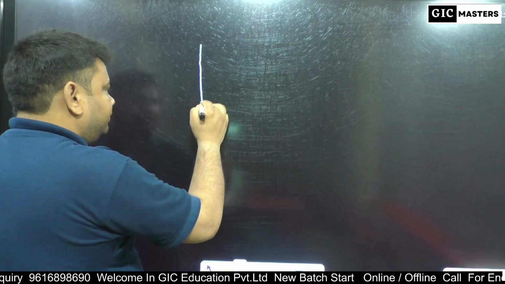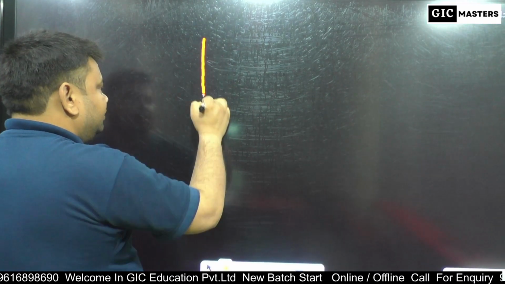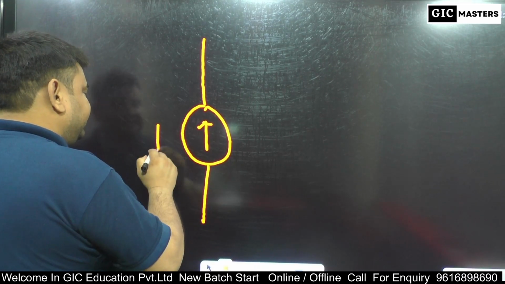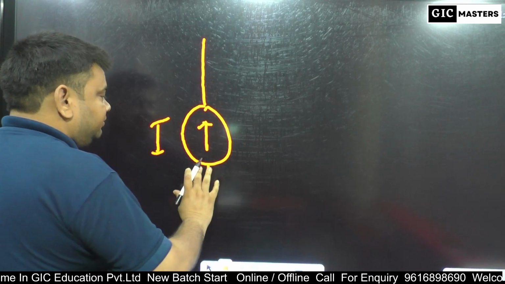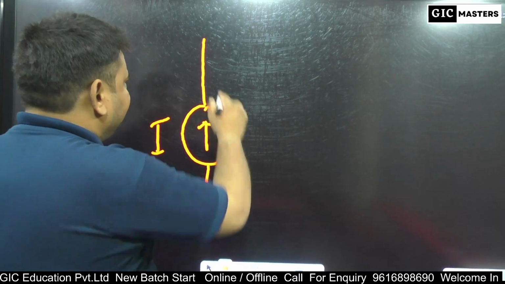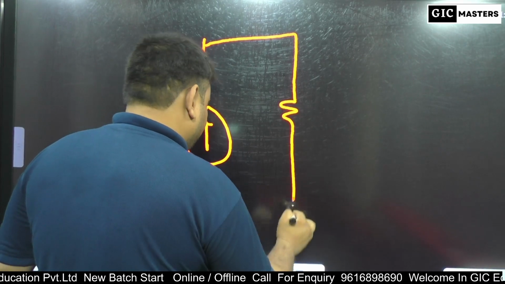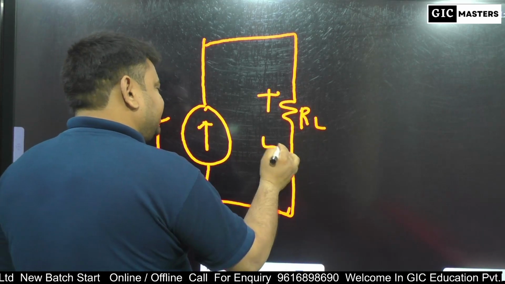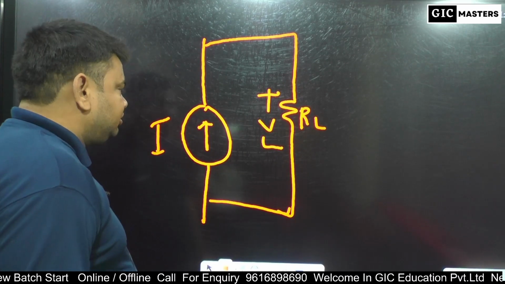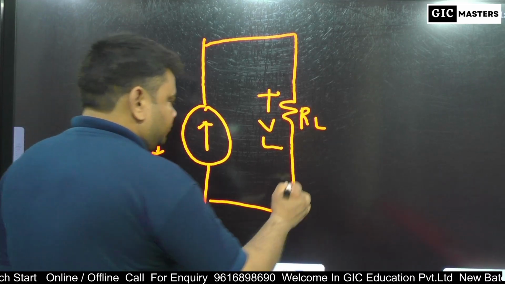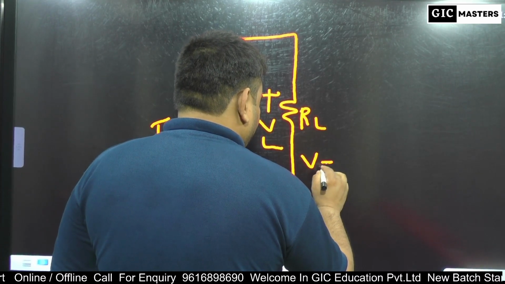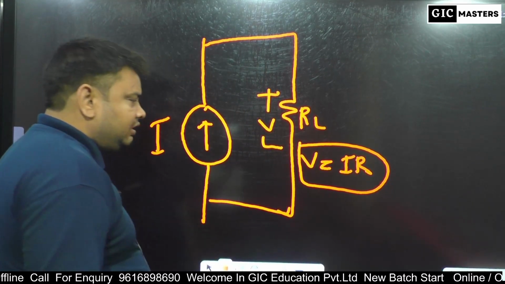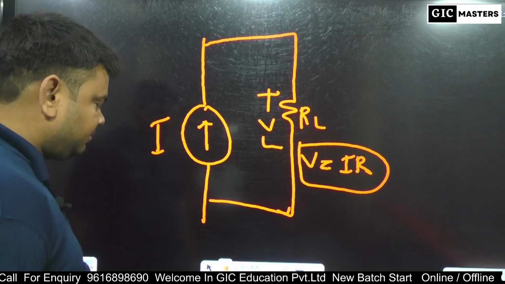So in case of an ideal current source, we represent this current source with this load resistance R. Finally, this is the voltage across RL. So V equals I into R in case of an ideal current source.